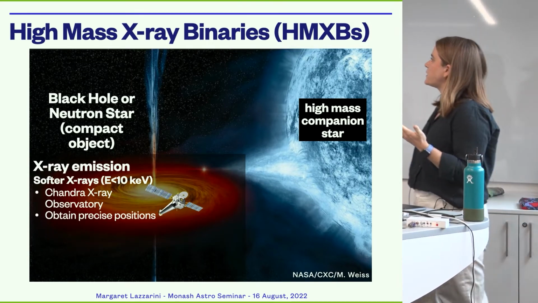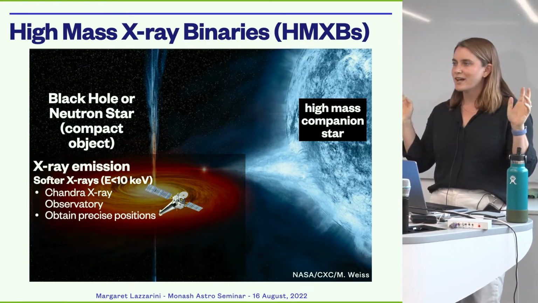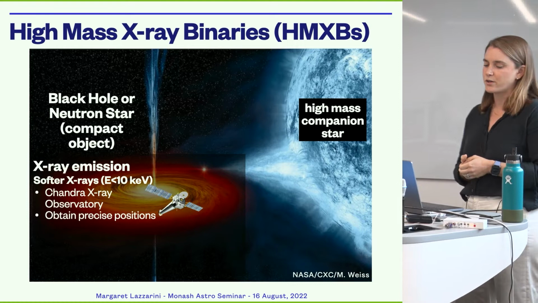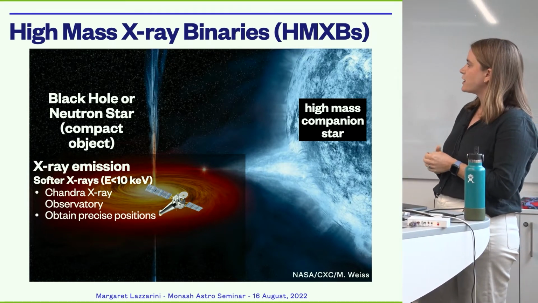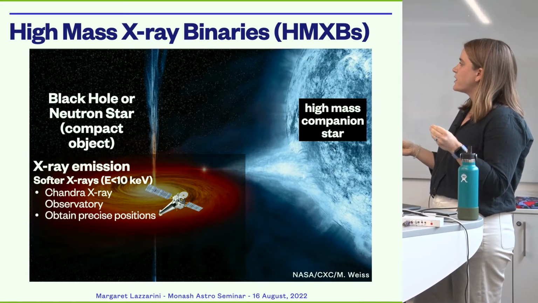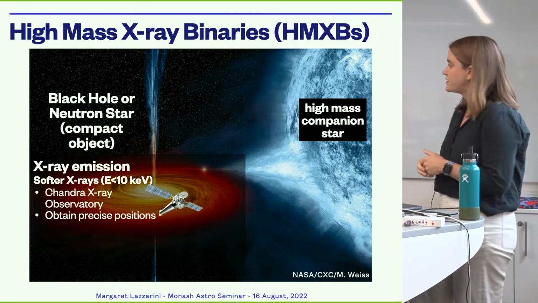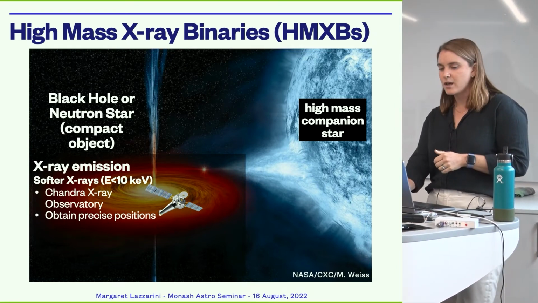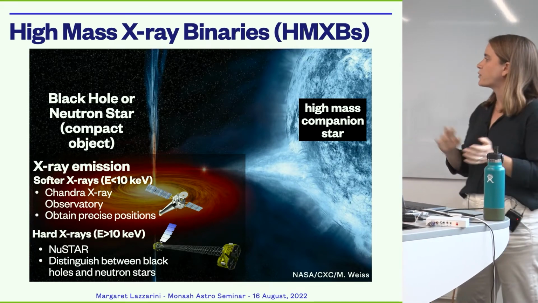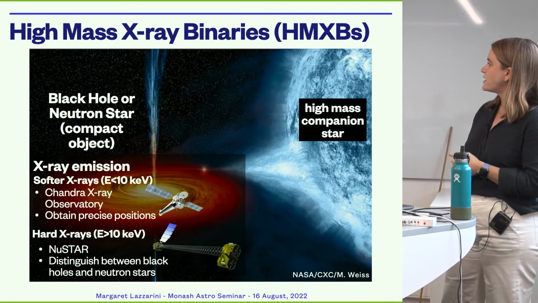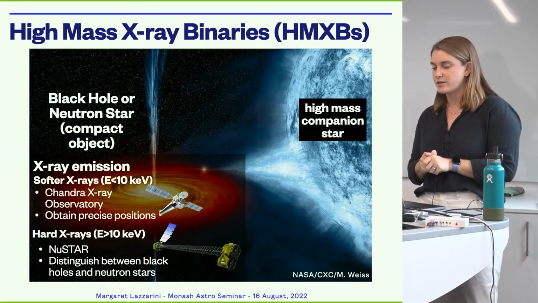When we're talking about the accreting compact object, we study those through X-ray emission at quote-unquote softer X-rays, so less than 10 keV photons. In my work specifically, I used the Chandra X-ray Observatory, and the real key is that because of Chandra's high angular resolution, we can obtain really precise positions for these X-ray binary systems. We can layer on harder X-ray observations using NuSTAR, which observes at greater than 10 keV, which can start to allow us to distinguish between black hole and neutron star systems.